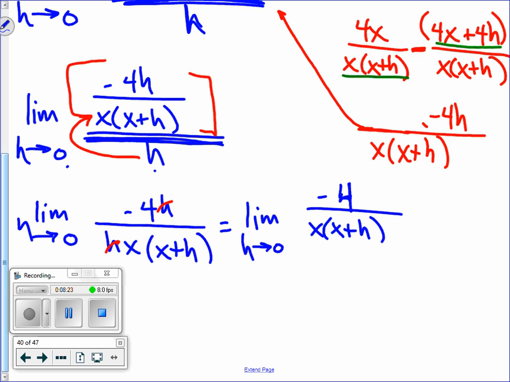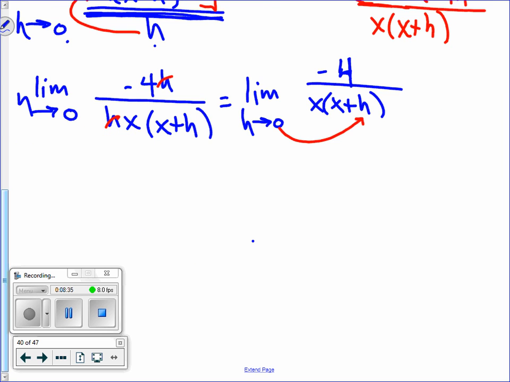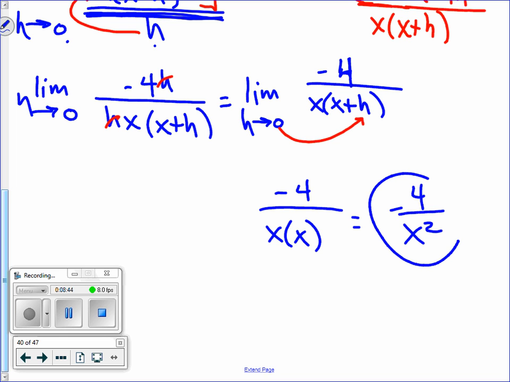Now we evaluate. When the 0 comes in to here, that binomial becomes just an x. So we have negative 4 over x times x, which is negative 4 over x squared. So there's our derivative. We've simplified the difference quotient. We've evaluated the limit as h approaches 0 for it.